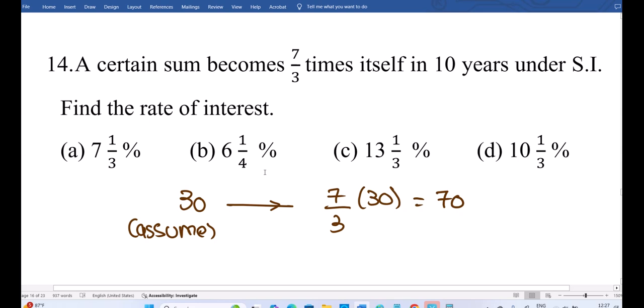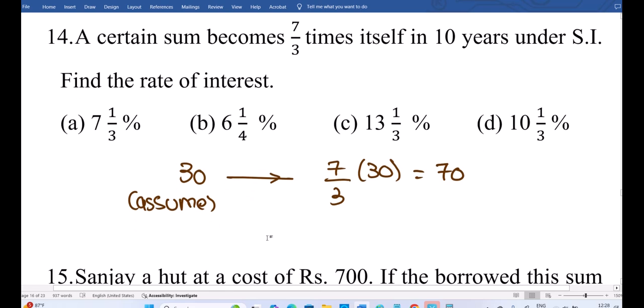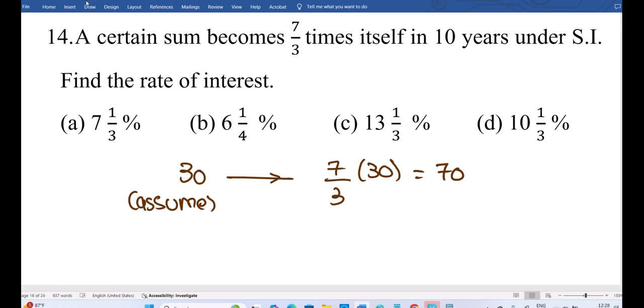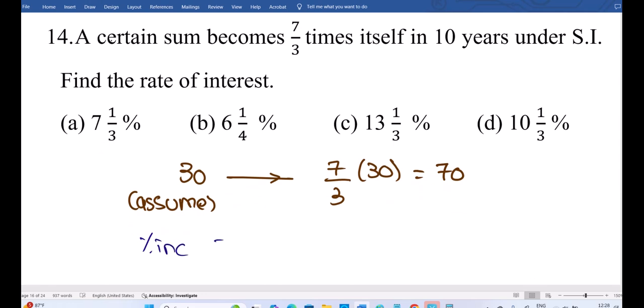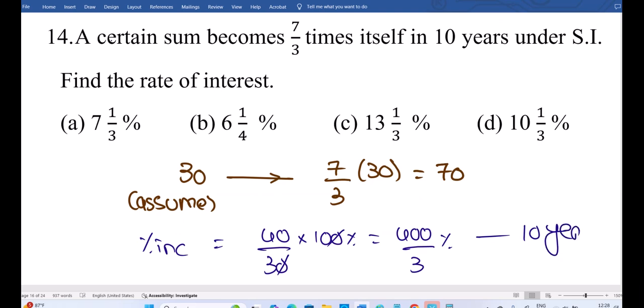How much increased? Rate of interest is how much increase per year. It's percentage increase only. 30 becomes 70, what is the percentage increase? 40 divided by 30 into 100, which is 400 by 3%. This is for 10 years. Rate of interest means per year. Per year means 40 by 3, which is 13 1 by 3.